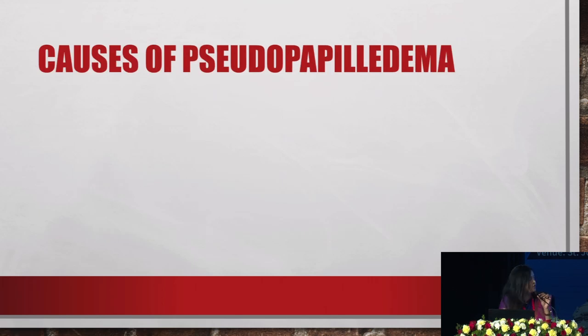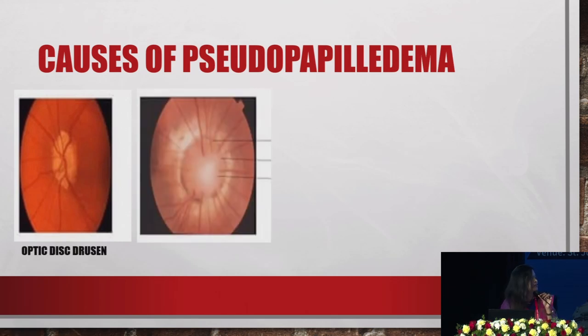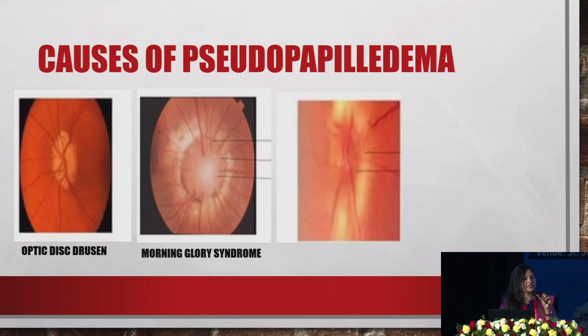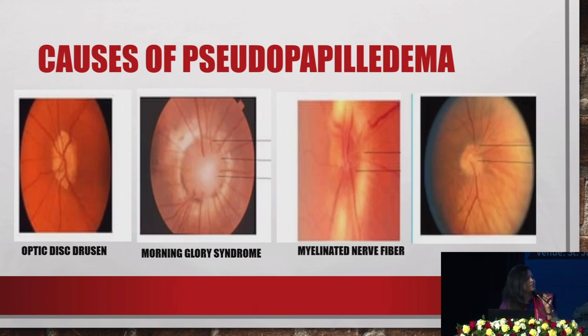So what are the causes of pseudopapilledema? Any guesses for this image? If the image clarity is good, it is optic disc drusen. It is one of the differentials for pseudopapilledema. Second image, yeah, morning glory syndrome. Third one, it's pretty simple, myelinated nerve fibers. And this one, the image clarity is not so good, but it is a tilted optic disc.